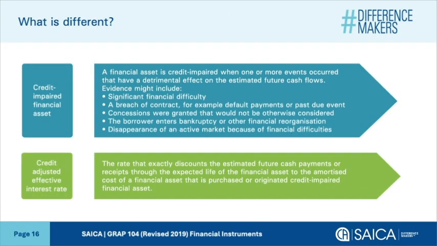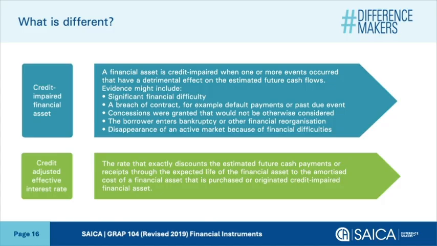So what is the difference when considering measurement? There are new definitions that impact measurement: credit-impaired financial asset, and credit-adjusted effective interest rate. Let us consider each in more detail. Credit-impaired financial asset. A financial asset is credit-impaired when one or more events have occurred that have a detrimental effect on the estimated future cash flows.